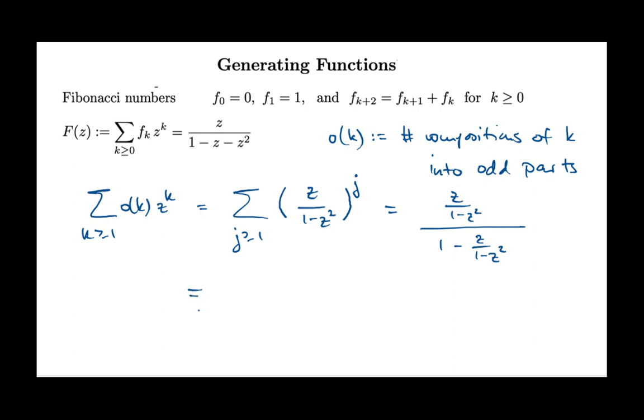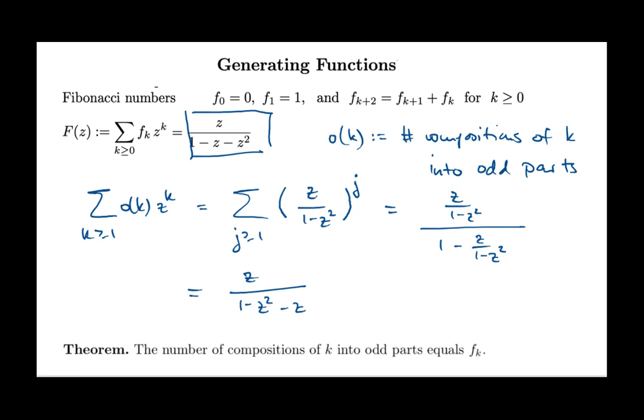And maybe we should clear denominators over here. So if I multiply everything by 1 minus z squared, I will get a z on top and a 1 minus z squared minus z. And I should say, whoa, I've seen this rational function before. It's right up here. So what we've proved is that the generating functions of the Fibonacci sequence and that of the number of compositions into odd parts are the same. And that means that the coefficients in the generating functions have to be the same. And this proves the following theorem, namely that the number of compositions of k into odd parts equals the kth Fibonacci number.